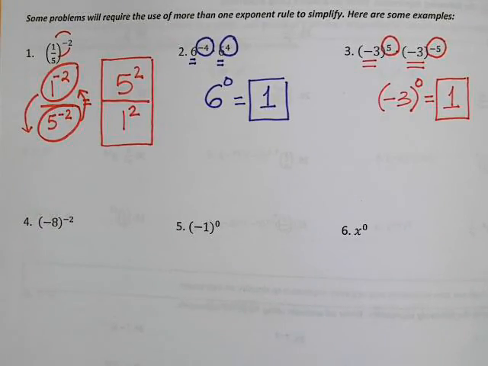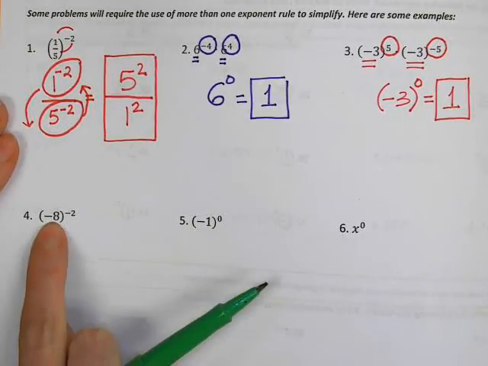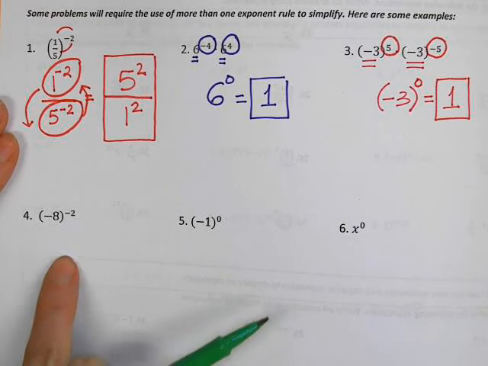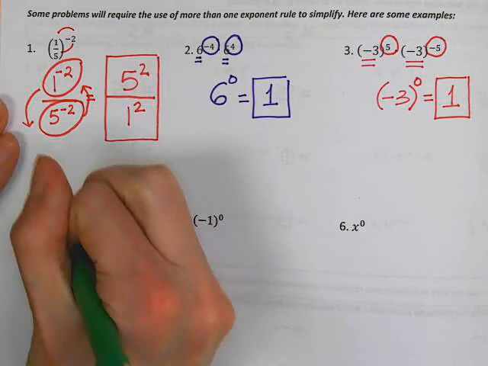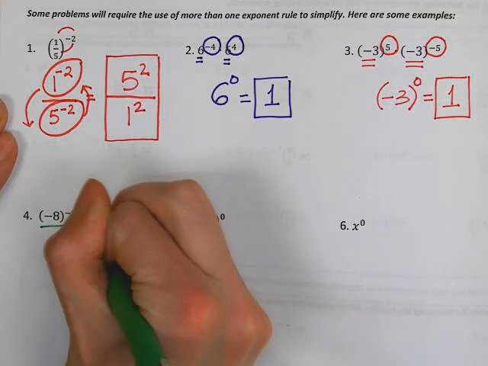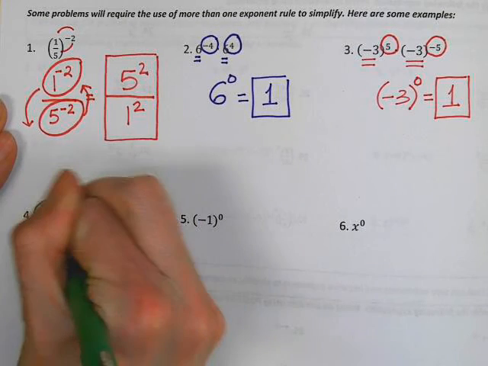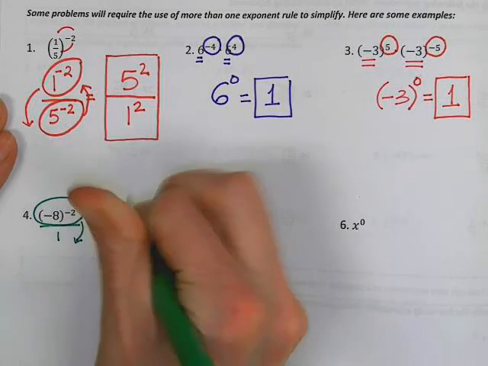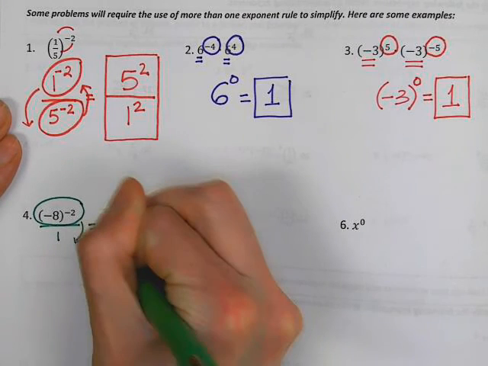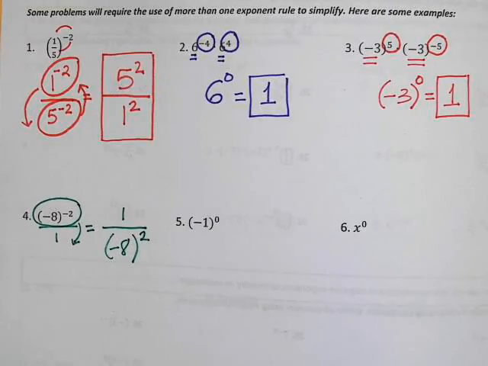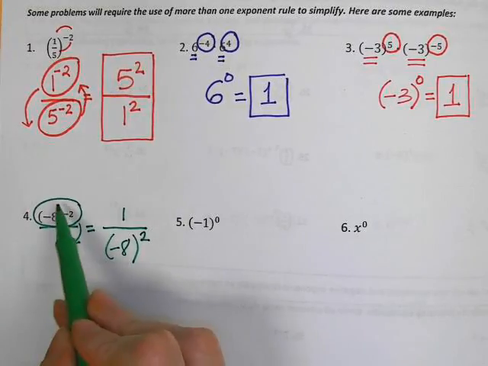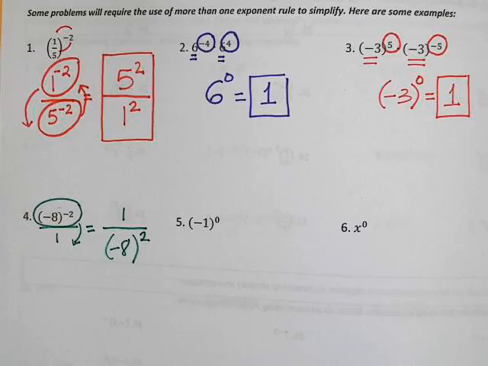All right, number 4. So this one, there's nothing to do except if your exponent's negative, drop it like it's hot. So really what it is is this. If your exponent's negative, you drop it like it's hot. So then it's 1 over negative 8 to the positive 2. Because if you drop it, the exponent becomes positive.